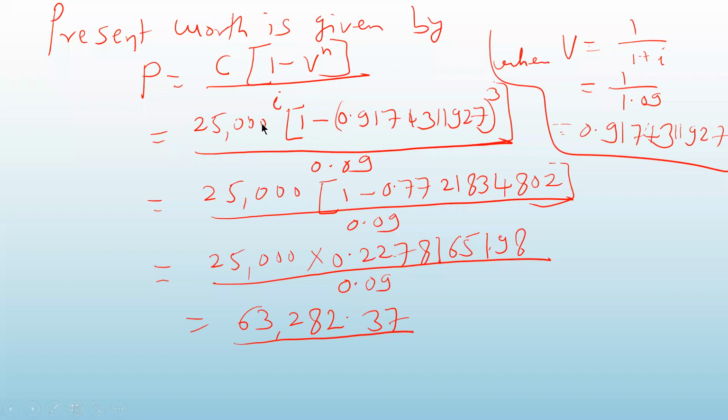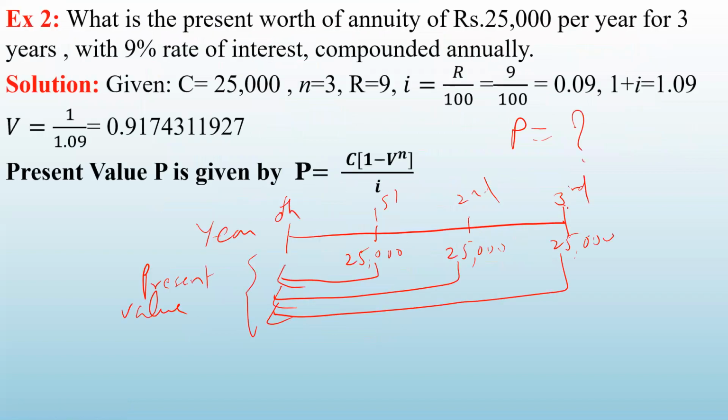So the present worth of 25,000 paid for 3 years, its present value is 63,282 rupees and 37 paise. So this is the answer. So the present value is coming as 63,282.37. The present worth. Okay.